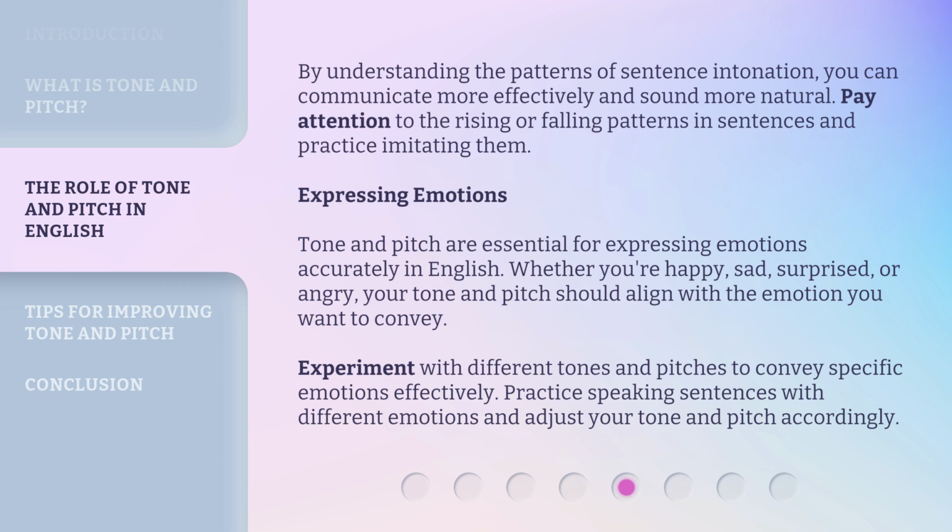Expressing emotions. Tone and pitch are essential for expressing emotions accurately in English. Whether you're happy, sad, surprised, or angry, your tone and pitch should align with the emotion you want to convey. Experiment with different tones and pitches to convey specific emotions effectively. Practice speaking sentences with different emotions and adjust your tone and pitch accordingly.